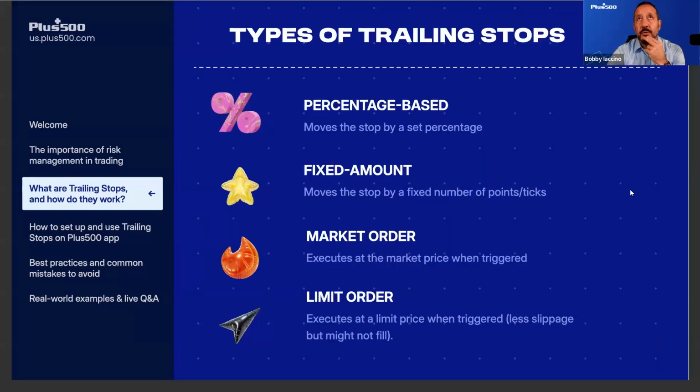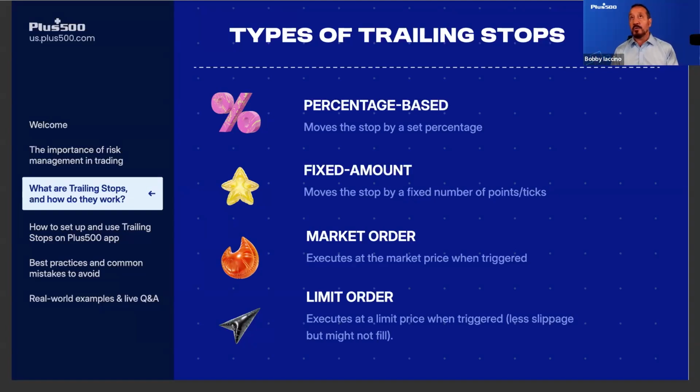There are types of trailing stops. Okay, the percentage-based type of trailing stops is what I use personally. Okay, I use 12.5% increments. That's a whole other webinar. But that's what I personally use, 12.5% increments versus my buy price.